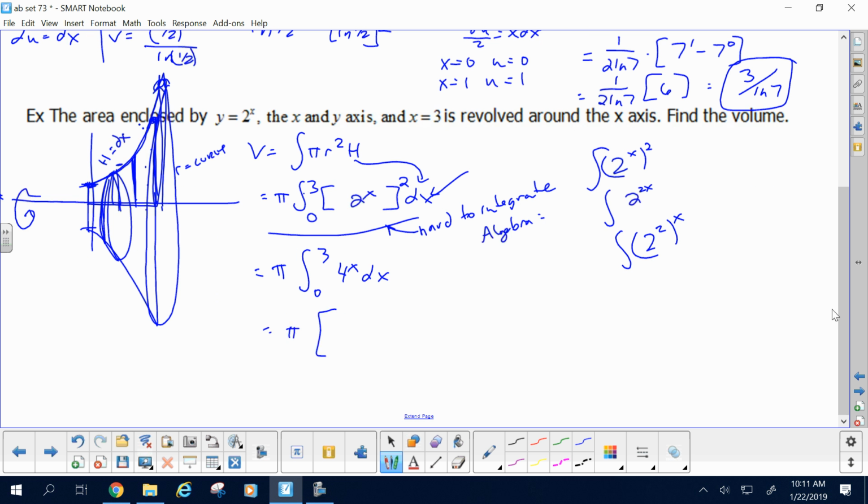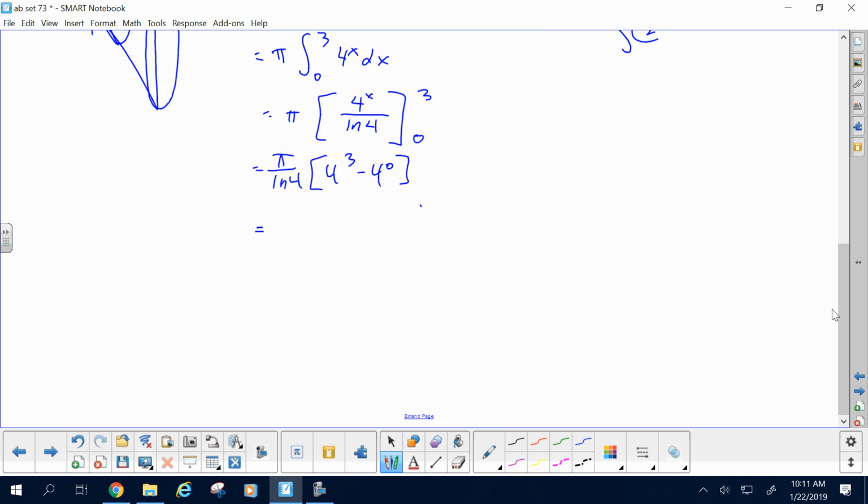What's the antiderivative of 4 to the x? 4 to the x over natural log of 4. Derivative is times log of 4. Antiderivative is divided by log of 4. From 0 to 3. Pi over natural log of 4 is all coefficient. I'll leave it out front. What is 4 to the third minus 4 to the 0? 64 or 63? 63. Okay?